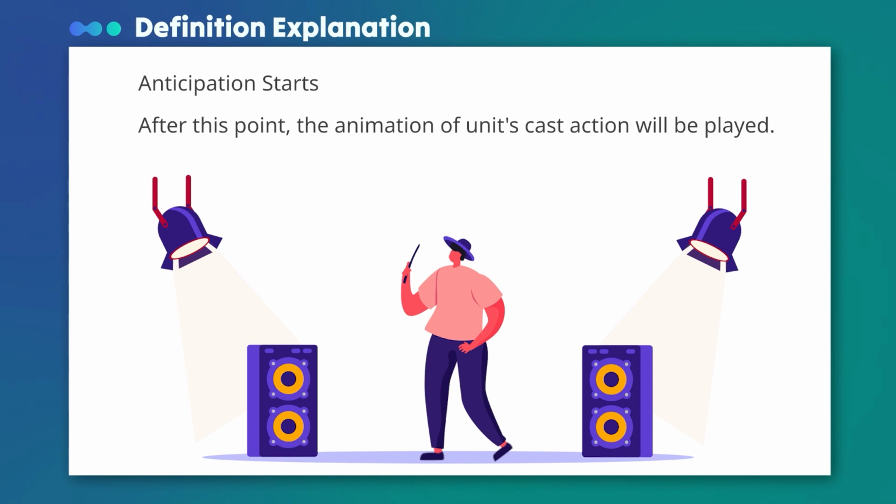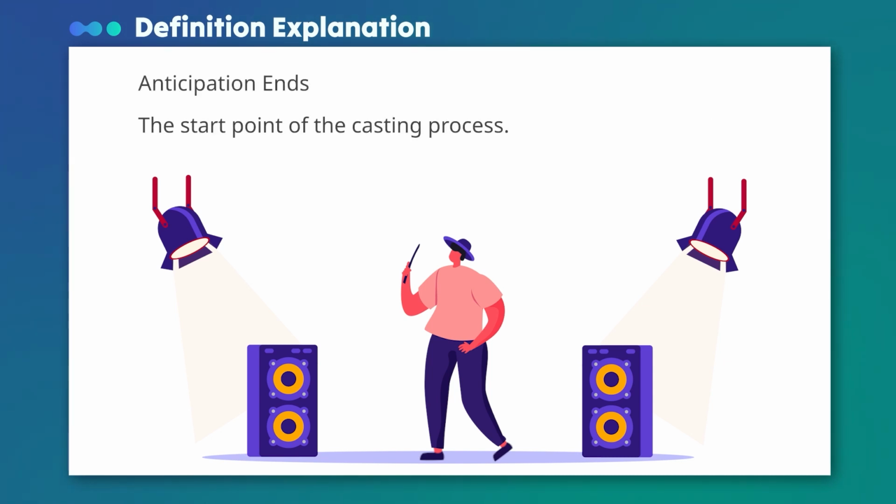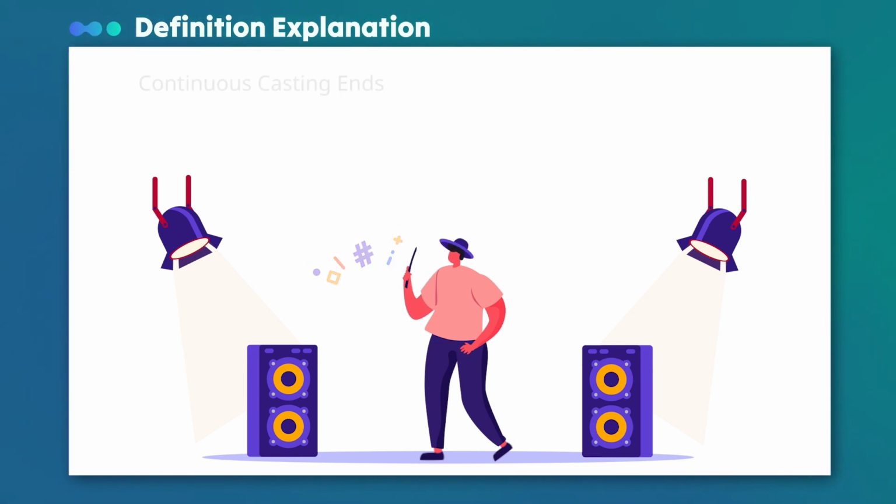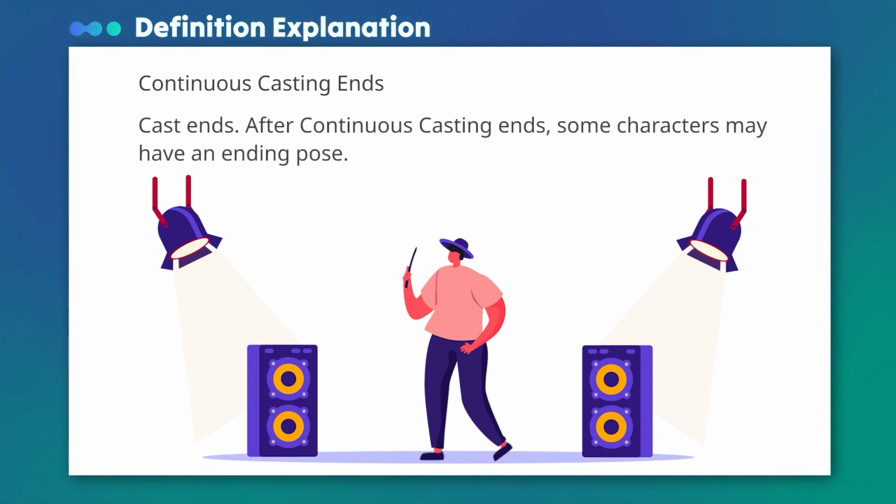wand. Anticipation ends is the start of the casting process. For example, at this critical point, the magician begins to chant a spell. The last one is continuous casting ends, which means the cast ends. In the example, it is the ending point of the spell. After continuous casting ends, some characters may have an ending pose.